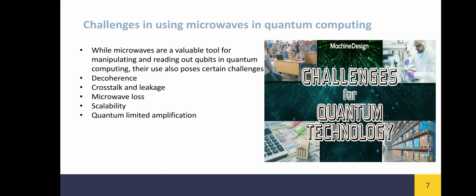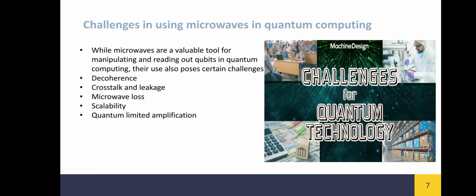performance. Crosstalk and leakage. In multi-qubit systems, microwaves used for qubit control and readout can unintentionally affect nearby qubits. This crosstalk or leakage can lead to unintended interactions and errors, impacting the accuracy and fidelity of quantum operations. Microwave loss. Microwaves can experience losses or attenuation as they propagate through circuits and resonators. This loss can limit the efficiency and coherence of qubit control and readout operations, affecting the overall performance of quantum computations.